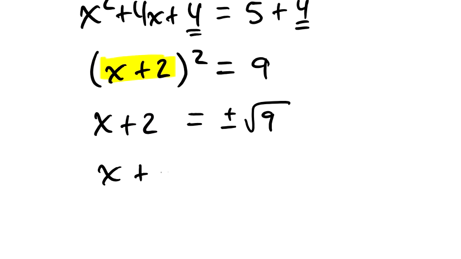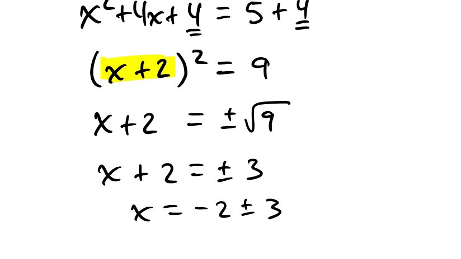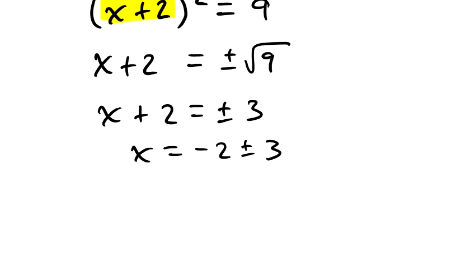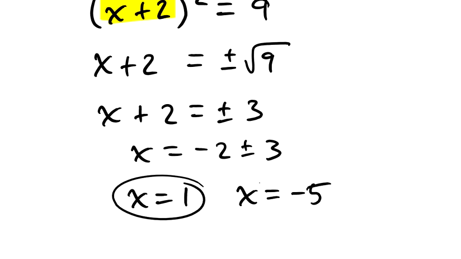This becomes x plus 2 equals plus or minus 3. And if I take away 2 from both sides, I can see that x is going to be plus or minus 3. So 2 answers here. If I'm considering the plus 3, right, I've got x would be the number 1. And if I've got the minus 3, that would mean that x would equal negative 5. So my solutions are 1 and negative 5.